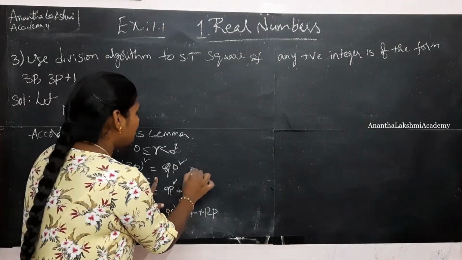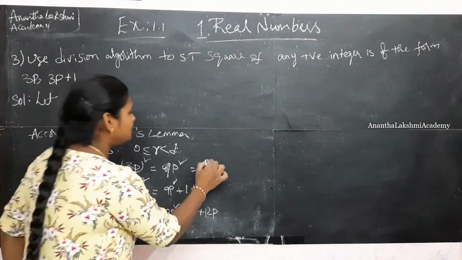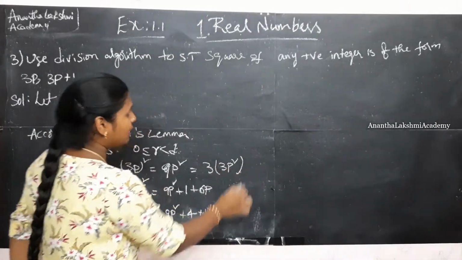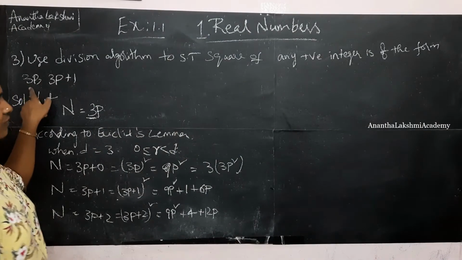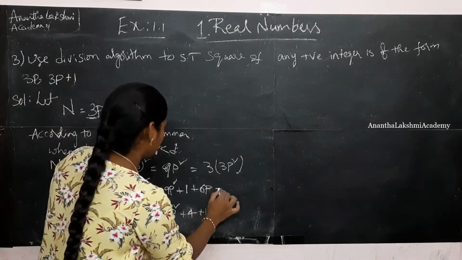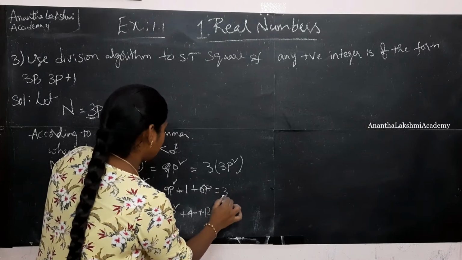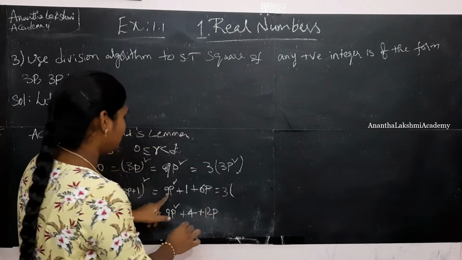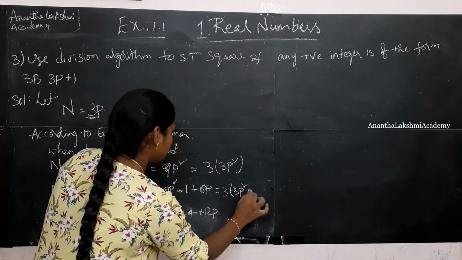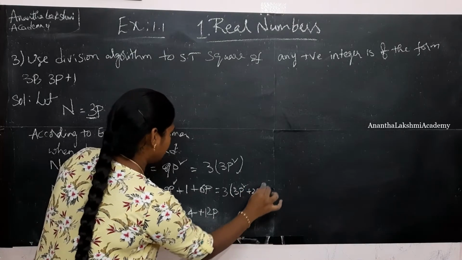Now 9p square, can it be written as 3 into 3p square? Because they are asking to show that it should be in the form of 3p or 3p plus 1. Okay, now if I take 3 common here, 3 into 3p square plus 2p, and 3 2s are 6, plus 1.